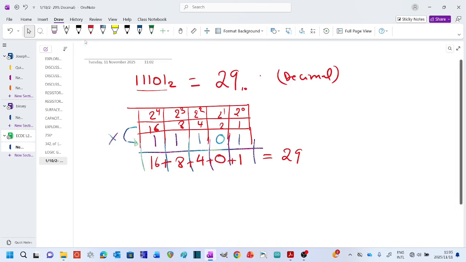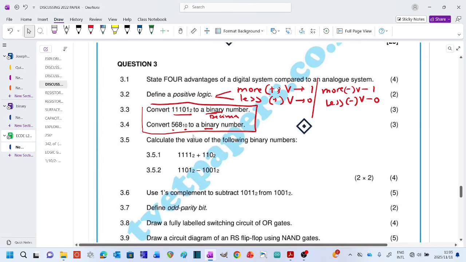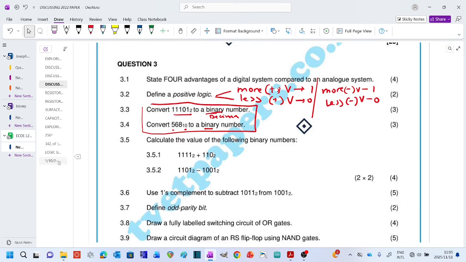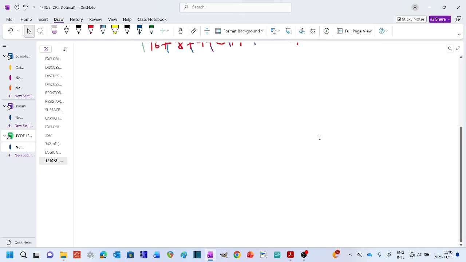And let's go back to the question paper. 3.4, if I have to do 3.4, 568 base 10 to binary. So we are converting 568 base 10, and we want the answer in binary.